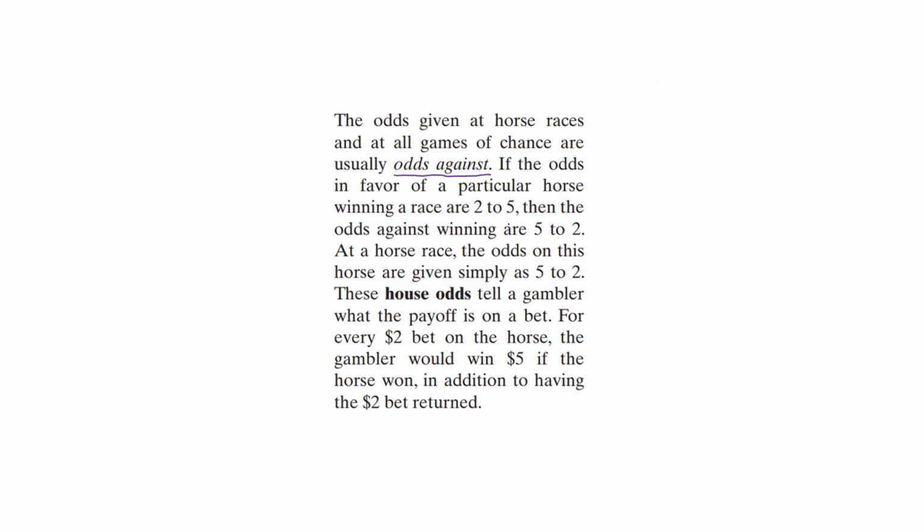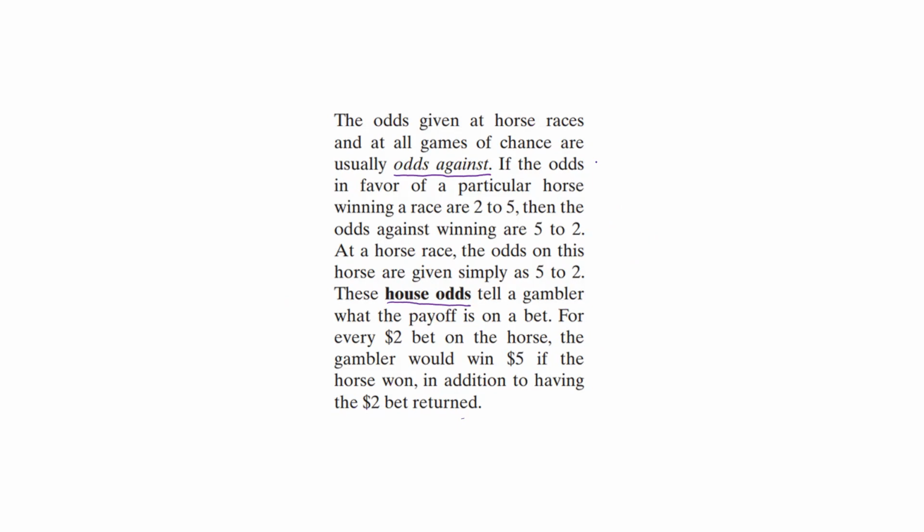So the odds in favor of a particular horse winning a race are 2 to 5. Then the odds against are 5 to 2. So again, you're just reversing it. So at a horse race, the odds on this horse are given simply as 5 to 2. These are the house odds. So that's kind of how to think about this. House odds tells a gambler what the payoff is on a bet. For every $2 you bet on the horse, the gambler would win $5 if the horse won, in addition to having that $2 bet returned. Okay, so that's kind of how betting wins. And so, if you're doing a lot of gambling, this would be something that you'd want to kind of know when you're doing that.